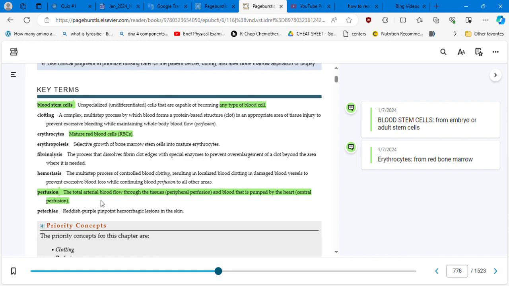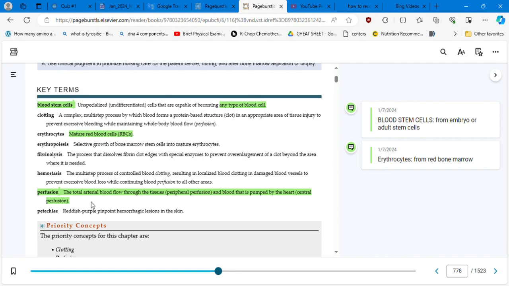Perfusion, the total arterial blood flow through the tissues, is peripheral perfusion, and blood that is pumped by the heart is central perfusion. So remember, the blood coming from the heart to the tissues is coming from the aorta. Aorta starts with the letter A. The two little legs at the base of the letter A can be converted into arrows, so that you know that the blood is going down. The arrows mean the blood is going down.